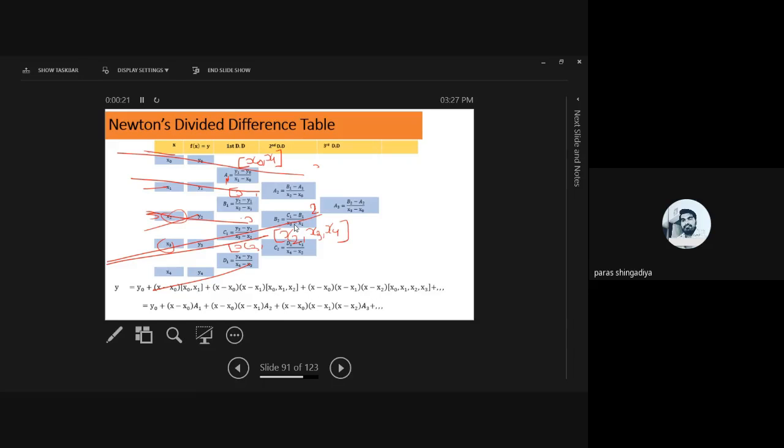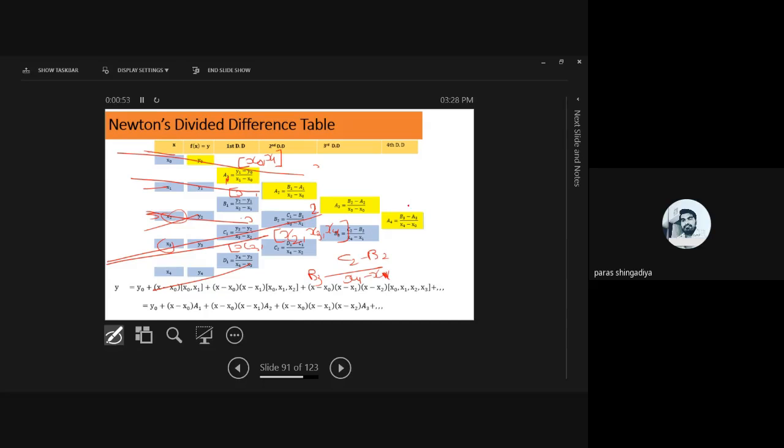And then the answer of B3 is equal to C2 minus B2 divided by the boundary of B2 and C2, that is x1 to x4. So the denominator will be x4 minus x1. Here it is C2 minus B2 divided by x4 minus x1. That is called B3.